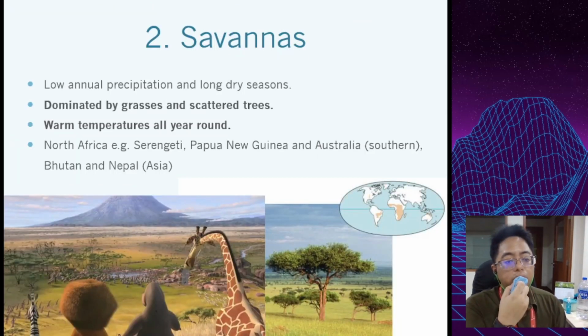Savannas. Savannas have low annual precipitation and long dry seasons. They're dominated by grasses and scattered trees, with warm temperatures all year round. In North Africa, for example, you have the Serengeti. Papua New Guinea and Australia also have savanna. And then lastly, in Asia, we have Bhutan and Nepal. These also have wide grasslands which are dry.